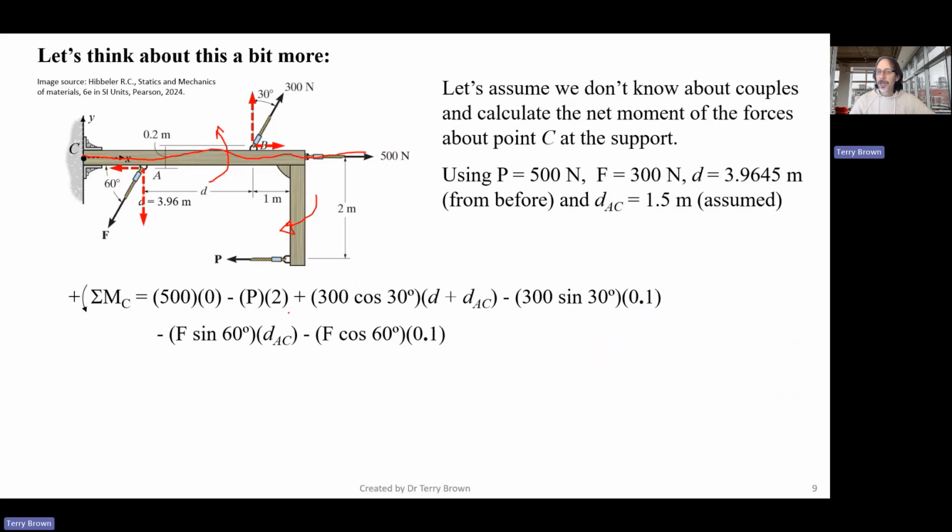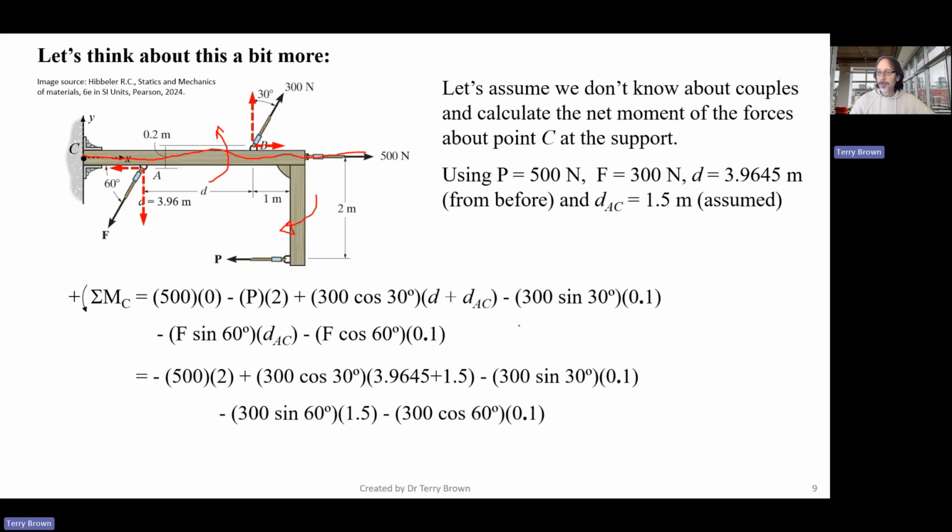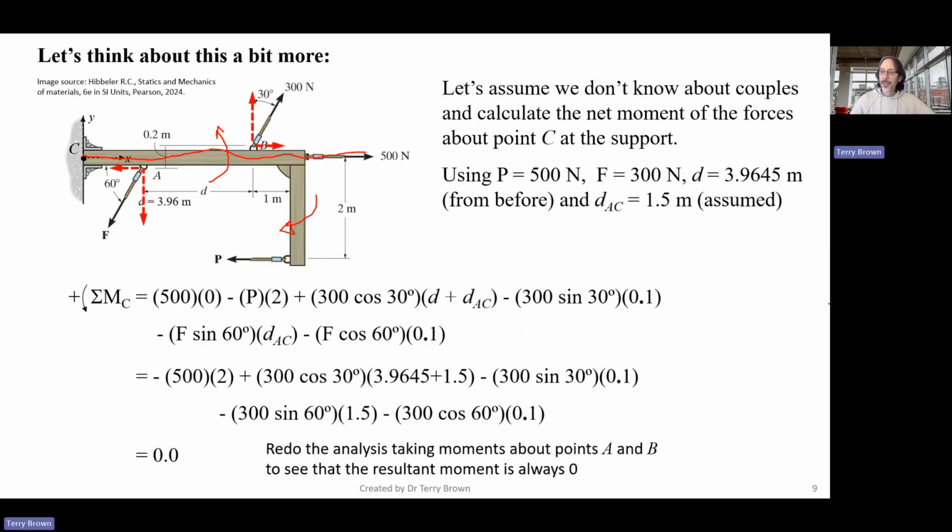So we continue to work our way through all of the forces and we end up with an equation like this. So we just need to substitute our values from up here. So F is equal to 300, P is 500, our D's that we got up there. So put that in. And hopefully, if you do the maths correctly, you'll get 0. Right. So as an exercise, redo this analysis, but take moments about point A and then take moments about point B, right, and see that you get 0 in all 3 cases.